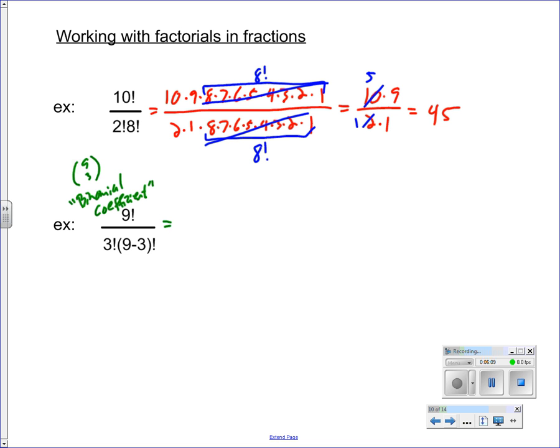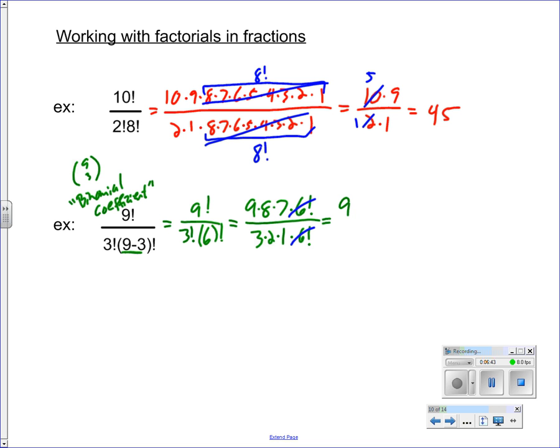So first thing I'm going to do is simplify in these parentheses right here. So I have 9 factorial over 3 factorial, 9 minus 3 would make 6 factorial. So I can rewrite that 9 factorial on top as 9 times 8 times 7 times 6 factorial over 3 times 2 times 1, that's a 3 factorial, times 6 factorial. And then again I have the cancellation.